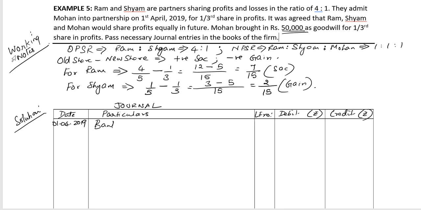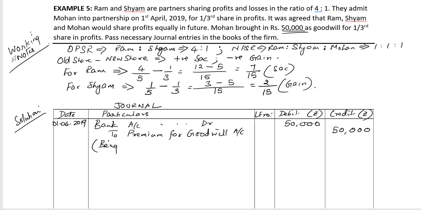Bank account debit to premium for Goodwill account, the premium brought in by Mohan is rupees 50,000, being premium for Goodwill brought in by Mohan.